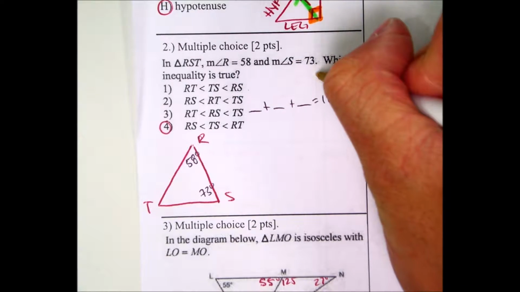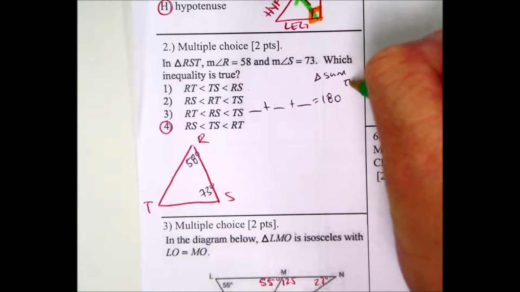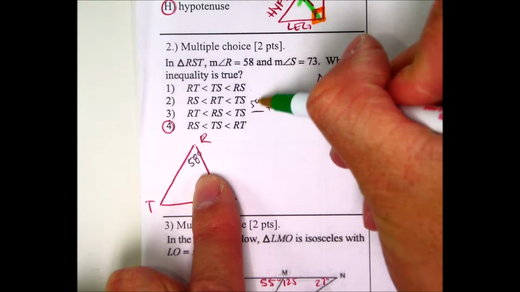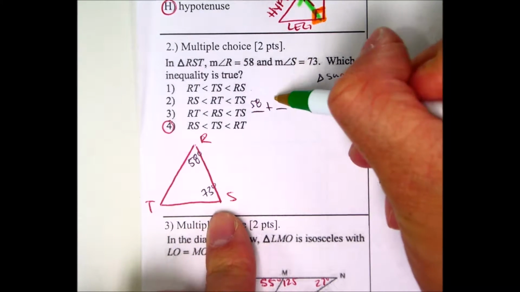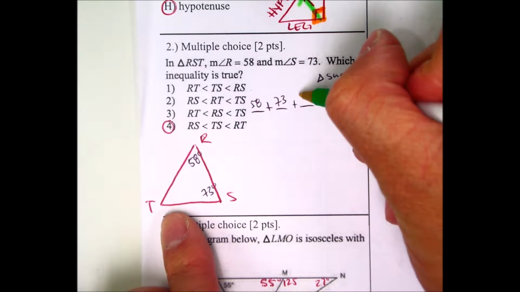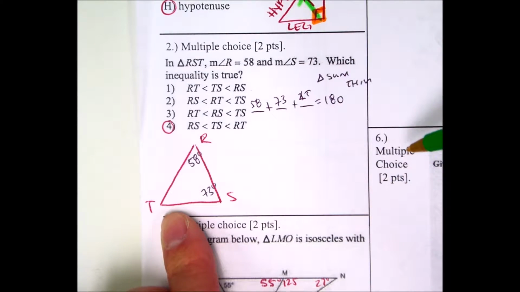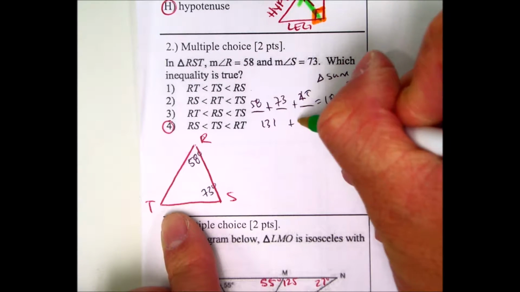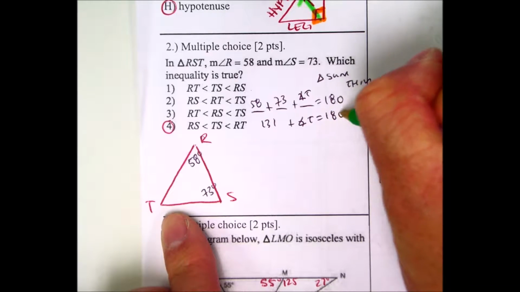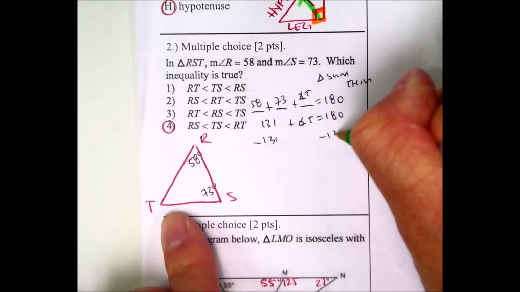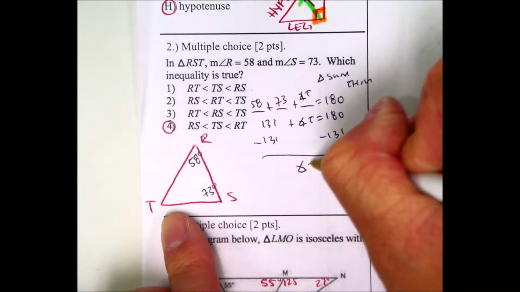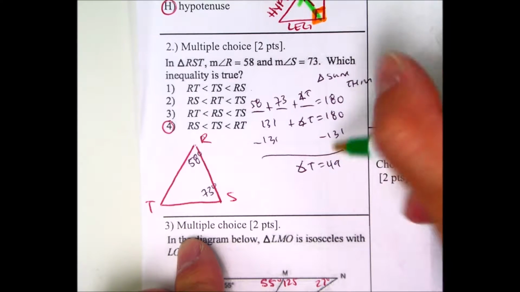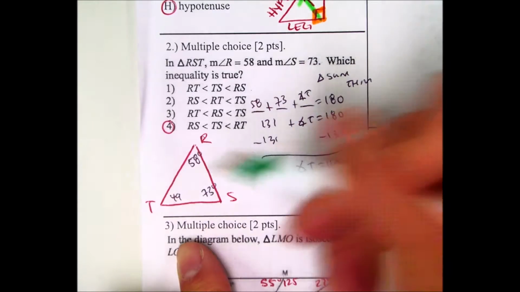Triangle sum theorem. And then I'm going to put in 58 and 73, and I'll call that angle T. Well, if I add those two up, I get 131. And I subtract that. Angle T is how much? 49. So I can put 49 back into my triangle.